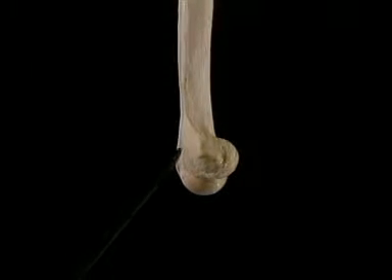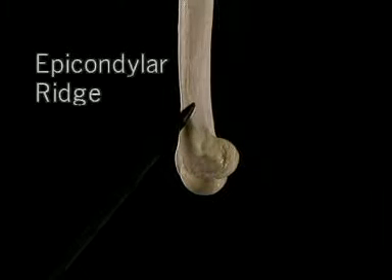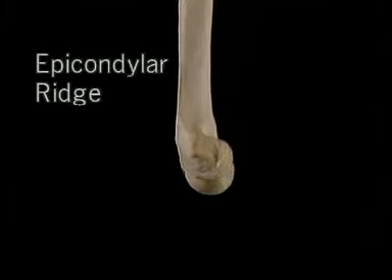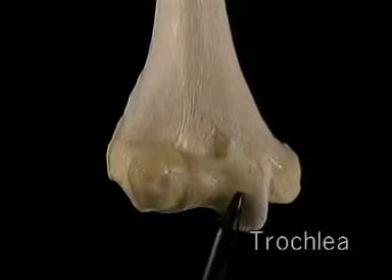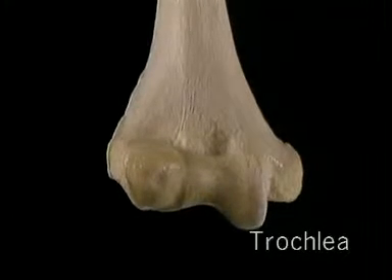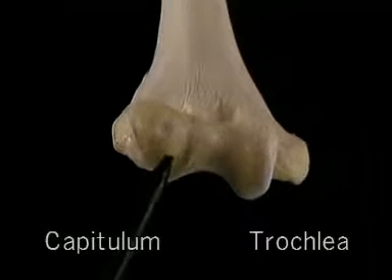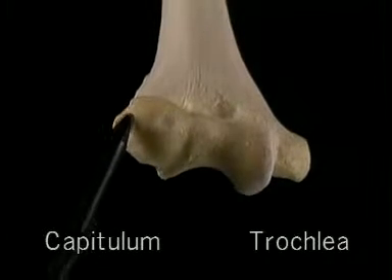Above each epicondyle is a ridge, the epicondylar ridge. Here's the lateral one. The articular surface is in 2 parts. The pulley-like trochlea articulates with the ulna. The rounded capitulum articulates with the radius.